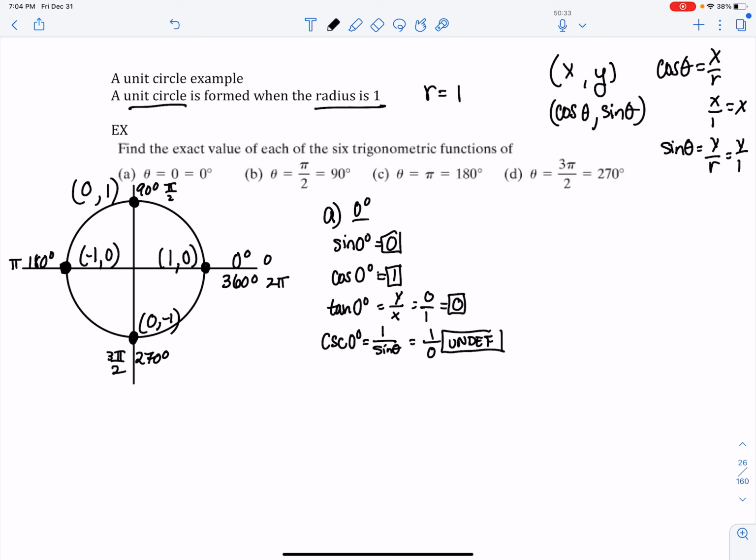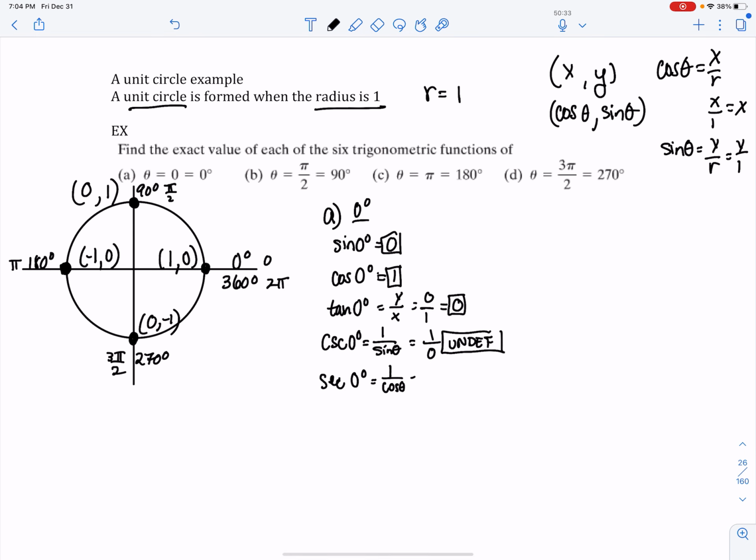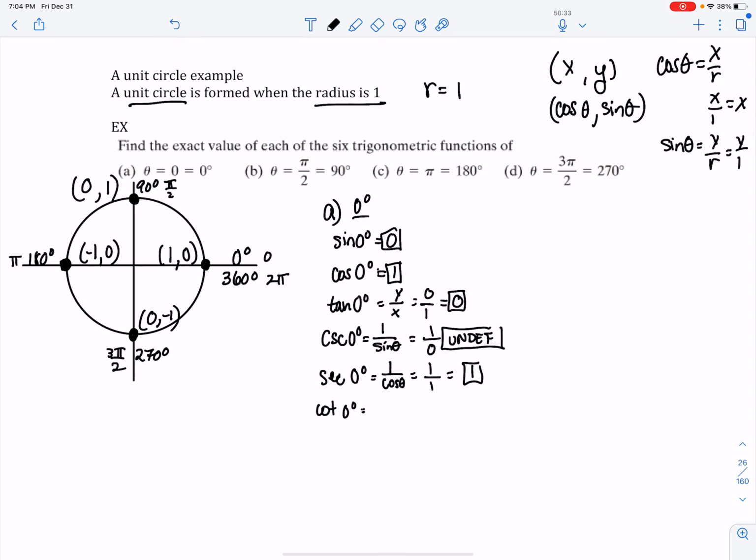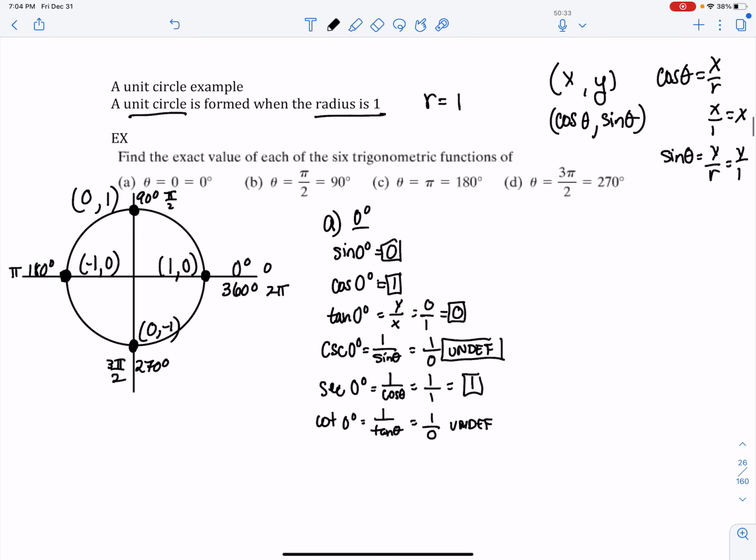The reciprocal function of cosine is secant. So secant is 1 over cosine. So 1 over 1 equals 1. And cotangent, remember, is defined as 1 over tangent. So I get 1 over 0, which is undefined. Okay, it does not exist because you can't divide by 0. Okay, so that's how we do part A.